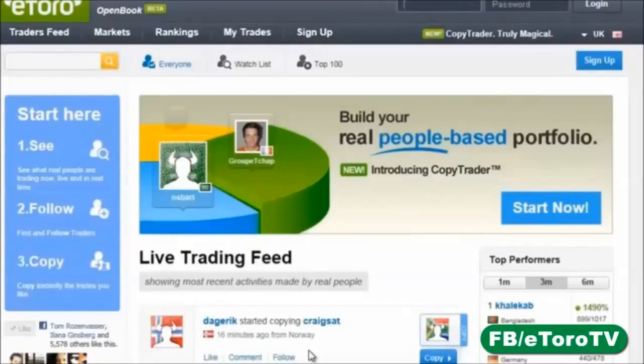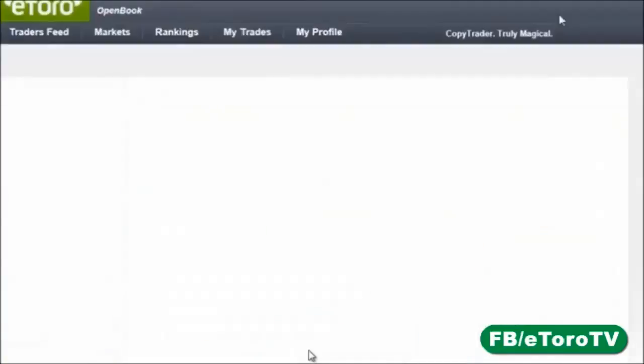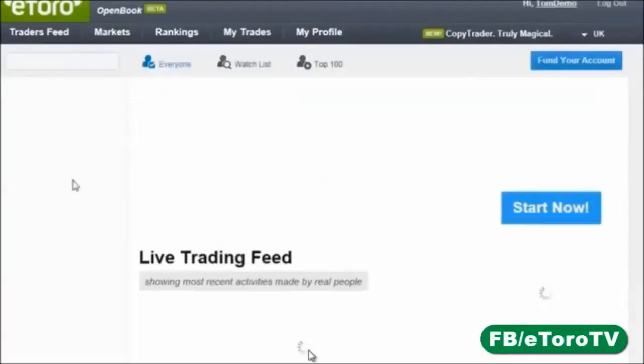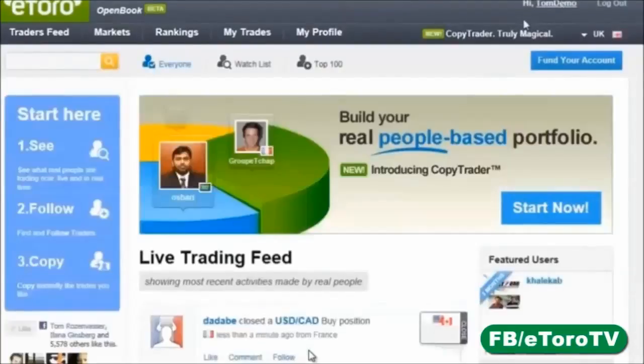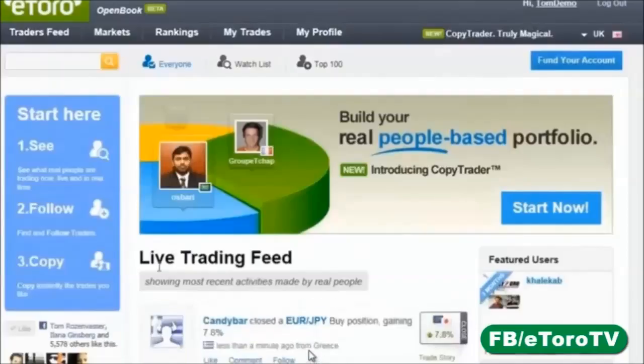Great. So the first thing that I'm going to do right now is I'm going to log in and try to understand how can I operate in this open book. And it's easier than you think, let me tell you that. I'm of course biased, but you will see in a minute or two how easy it is to operate in it. Okay. I am logged in. This is my demo account, and what we can see here is a live trading feed.